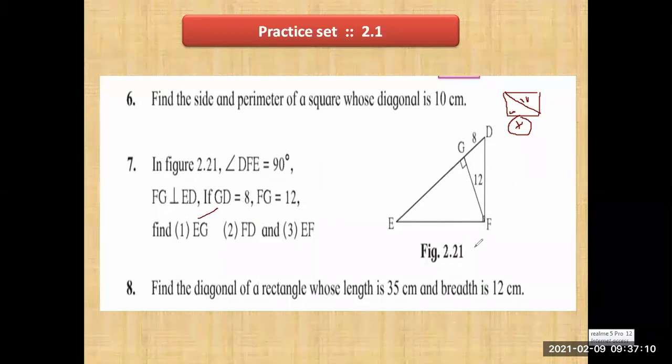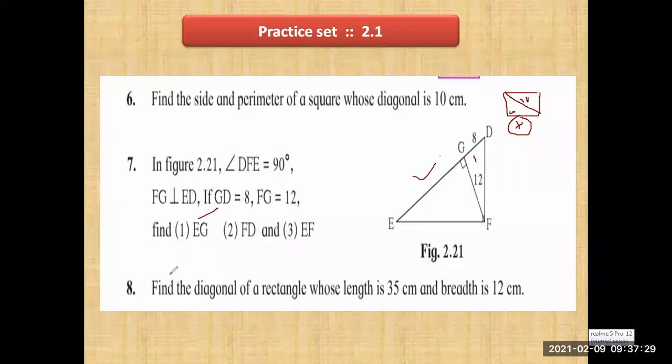How will we find FD? As we know that FD is one side, apply Pythagoras theorem on it. So FD square is equal to GD square plus GF square. Then find EF square. As we get this side, then apply Pythagoras theorem on this side.